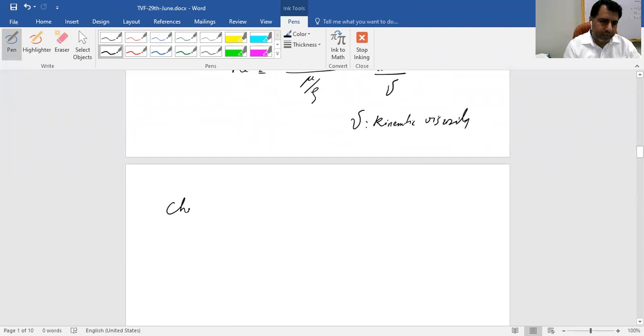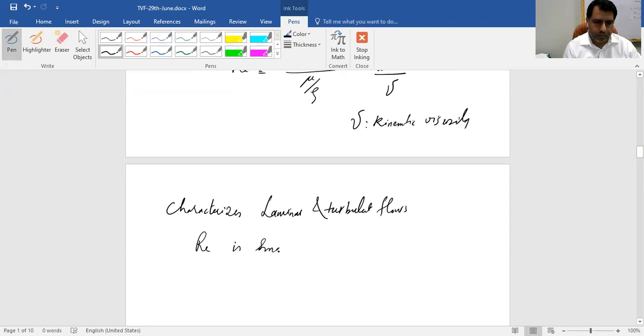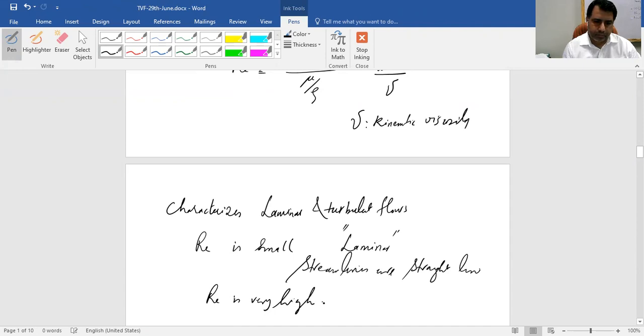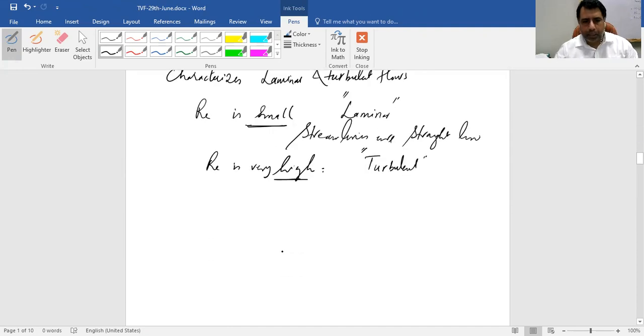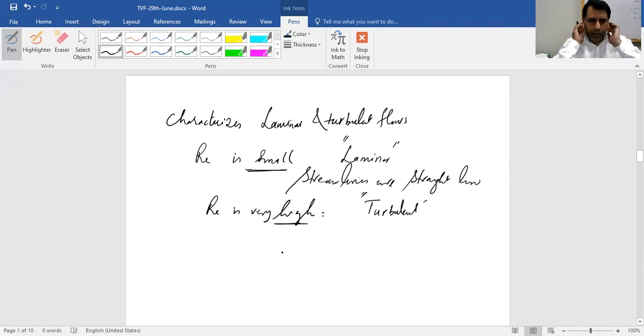So Reynolds number characterizes laminar and turbulent flows. If Reynolds number is small, flow is termed as laminar, जिसमें आपने देखा streamlines are straight lines. They will not intersect each other. If Reynolds is high, then the flow is termed as turbulent. Again, this small or large or high value depends upon the flow configuration. कभी Reynolds 100 भी high consider किया जाएगा, कभी Reynolds 500 को small consider किया जाएगा. Again, ये physics पे depend करता है और geometry पे depend करता है.